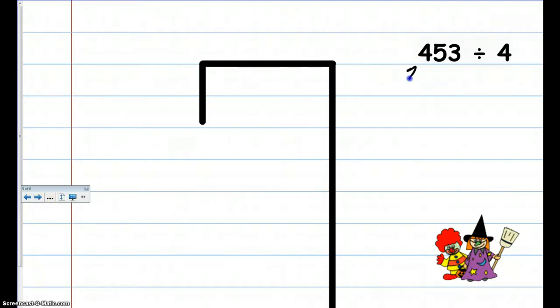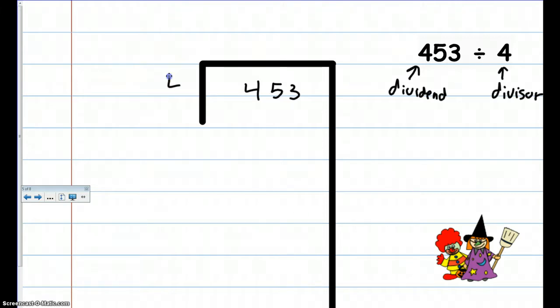This, again, is my dividend. And this is my divisor. So my dividend goes underneath my house of my big giant 7. That's why it's called the big 7, because this looks like a giant 7. And my divisor goes on the outside. So how many times does 4 go into 453?